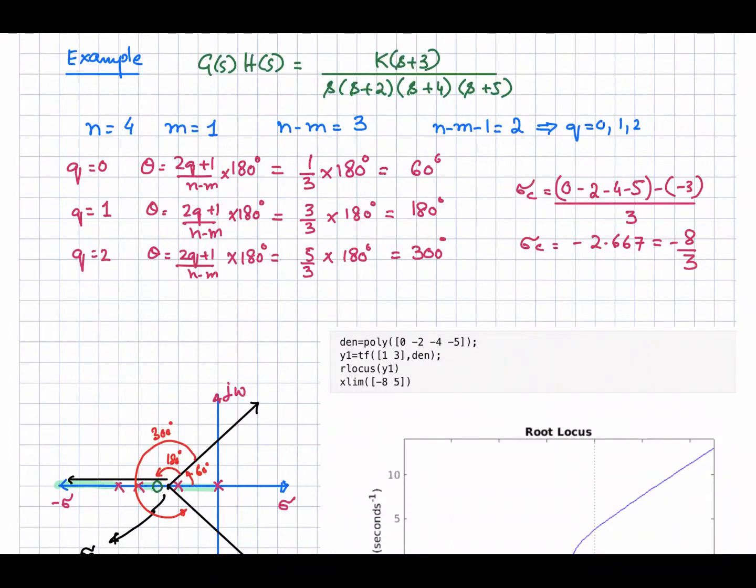Bismillahirrahmanirrahim. In the last video, we have seen 5 rules for sketching the root locus of a control system for an open loop transfer function. Now let's look at this example where G(s)H(s) is given by this expression. In this we have 1 zero and there are 4 poles.